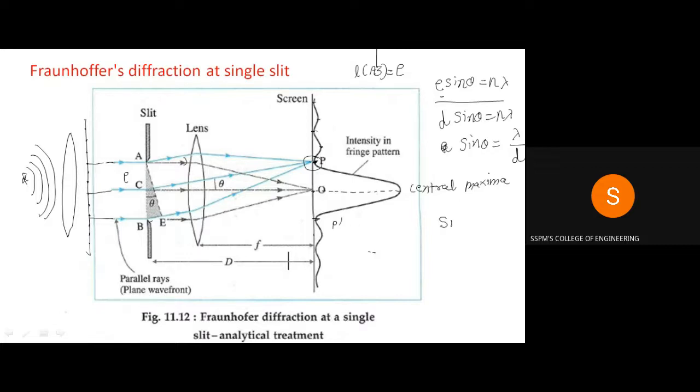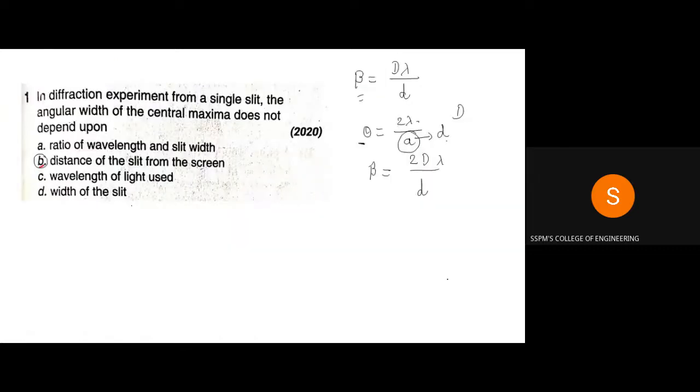Or the same expression, sin theta equals lambda upon a, means if theta is very small, sin theta is considered as theta, and therefore angular width equals lambda upon a. That's written. So it is independent of the separation in between the slit and the screen. Next, so what is the answer? The answer is this one, the first.